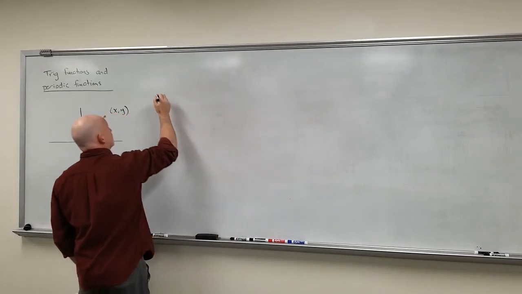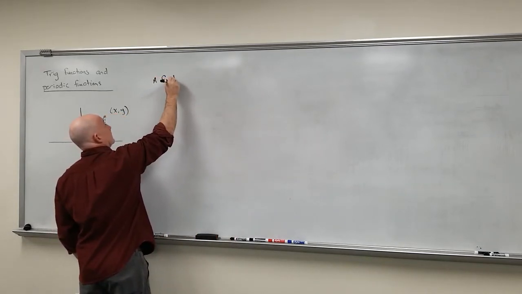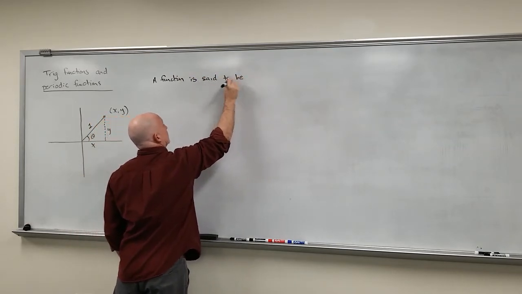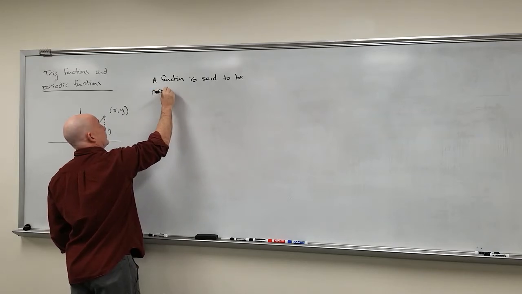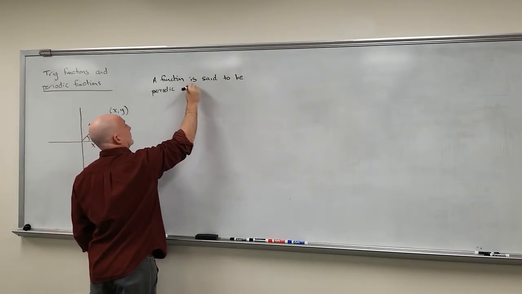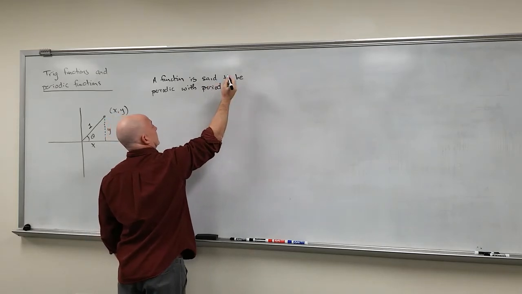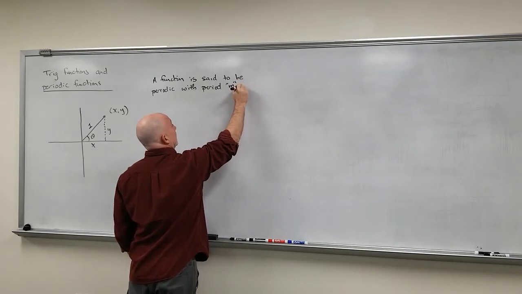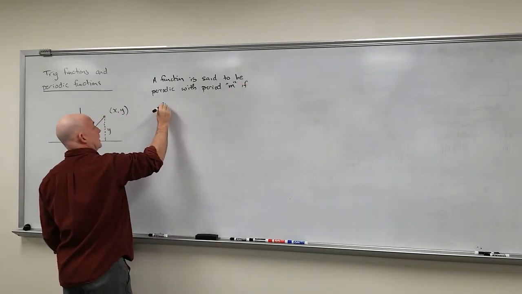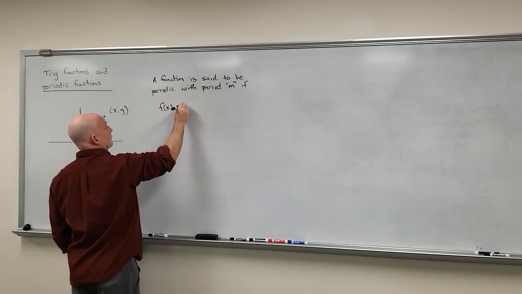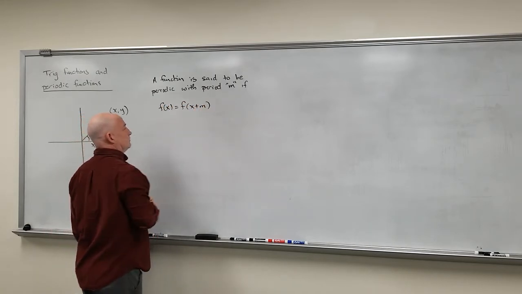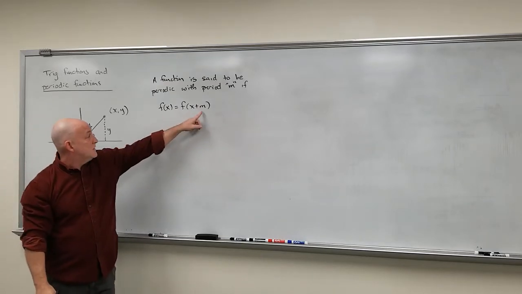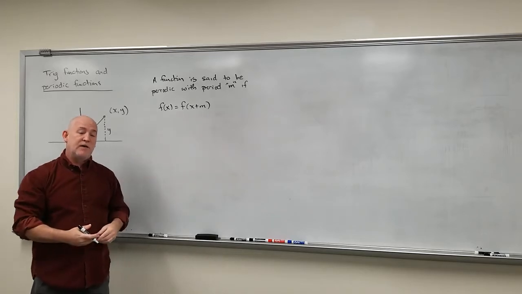So let's get a definition here. A function is said to be periodic with period m, just making up a letter here, if f of x is equal to f of x plus m. So the idea here is if you start at some spot, if you go that distance m away from it, you're going to get the same value.